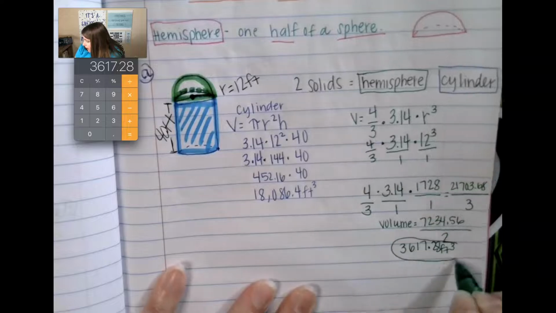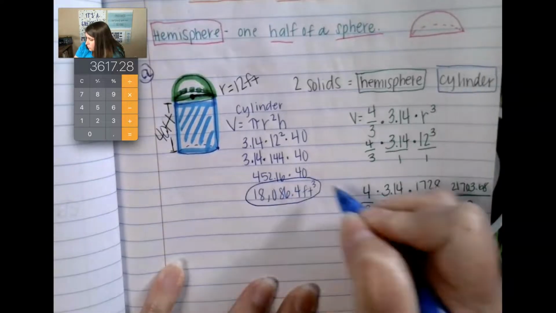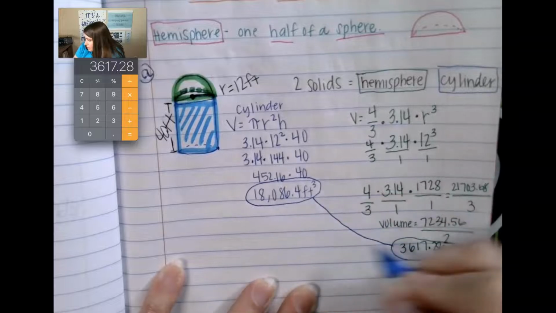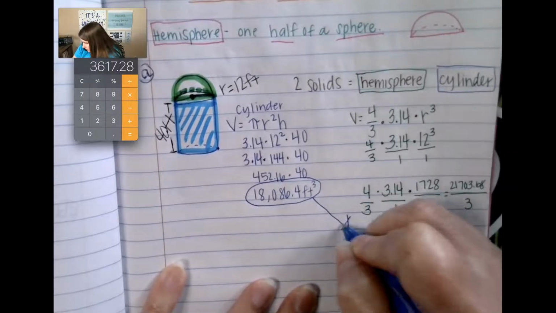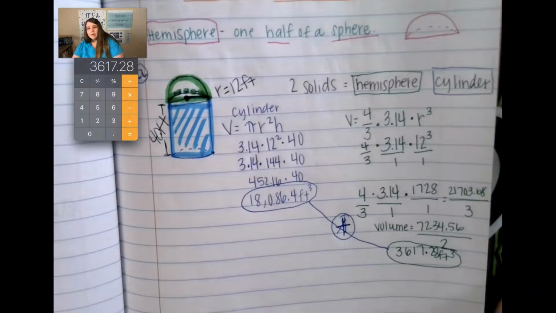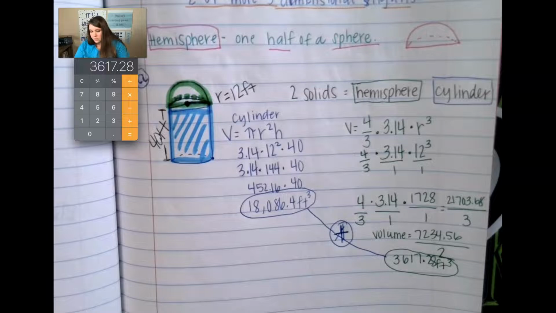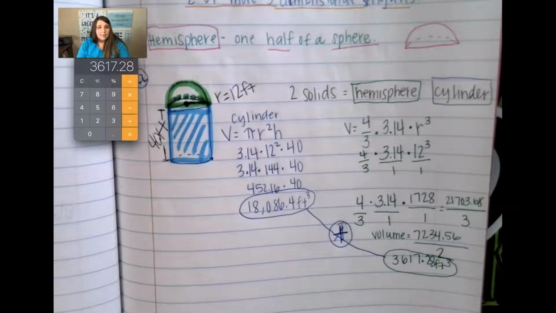Now we have to add these two parts together. So we're going to combine these together with a giant plus sign. Add them together because it is the bottom of the solid plus the top of the solid. So when I add this to 18,086.4, I'm going to get a grand total. That is a lot of solid there.